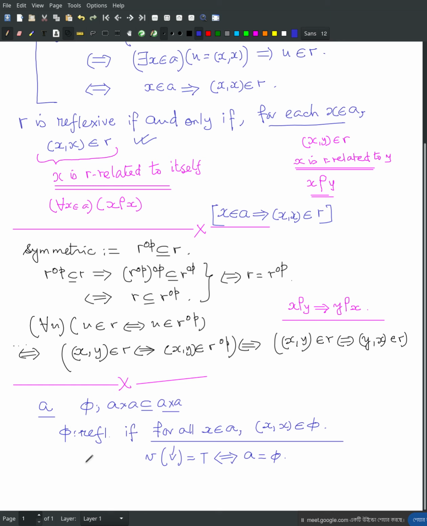Okay. Is this symmetric? Can you tell me now? Is this symmetric? I'd say yes. Yes, because the empty set is also empty. So this is always symmetric.